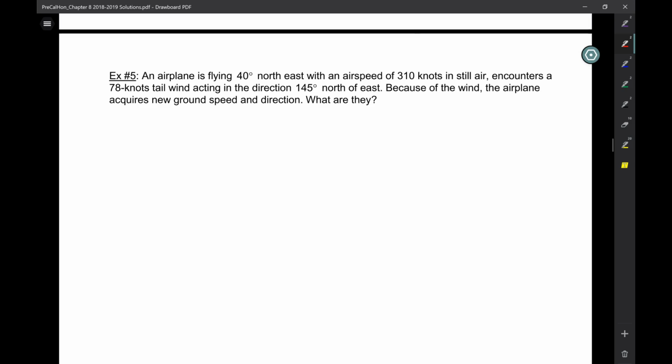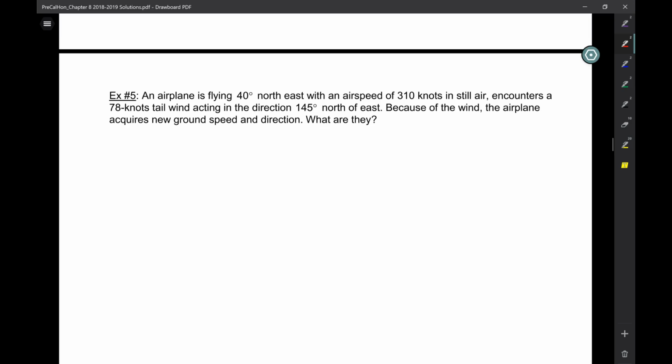Another classic problem is an airplane with some wind. You know that if there is wind, the wind changes the direction of the airplane a little bit, so the pilot has to adjust the angle in order to counteract the force of the wind. So an airplane is flying 40 degrees north of east with an airspeed of 310 knots in still air. It encounters a 78 knot tailwind acting in the direction of 145 degrees north of east. Because of the wind, the airplane acquires new ground speed and direction.